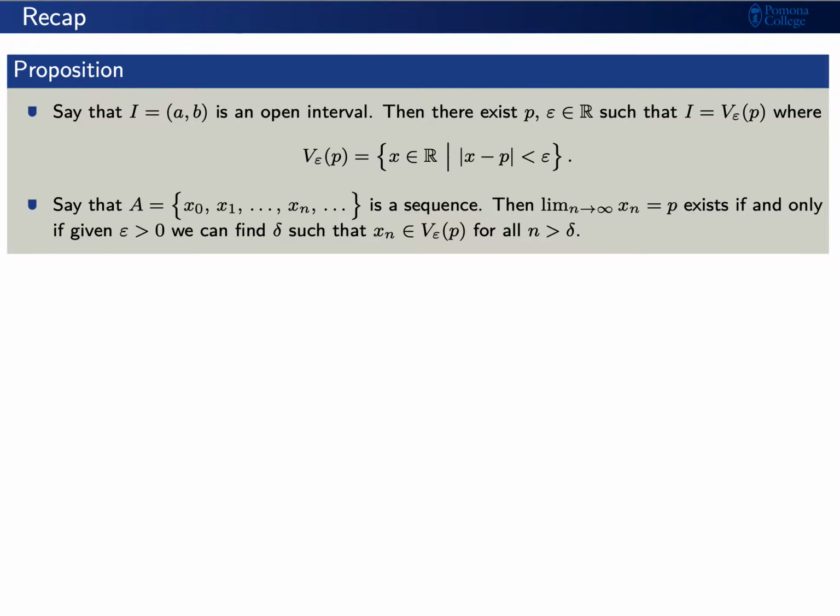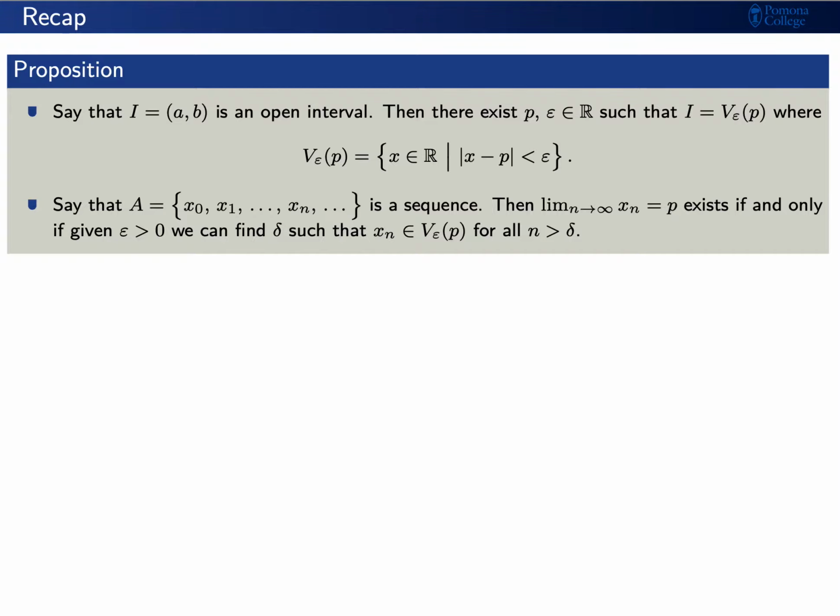Let's say that I, going from A to B, is an open interval. Then there exist real numbers p and epsilon such that our interval I is in the form V sub epsilon of p, which consists of those real numbers x such that in absolute value x minus p is less than epsilon. Let's say that capital A is a sequence consisting of real numbers x sub n.